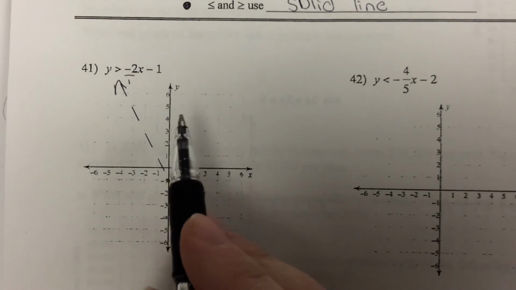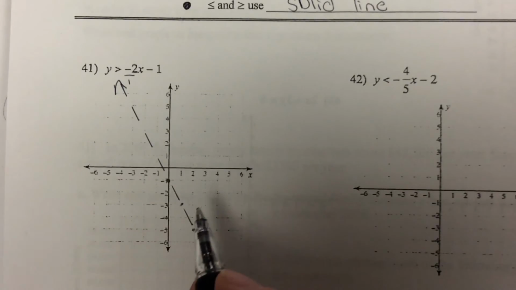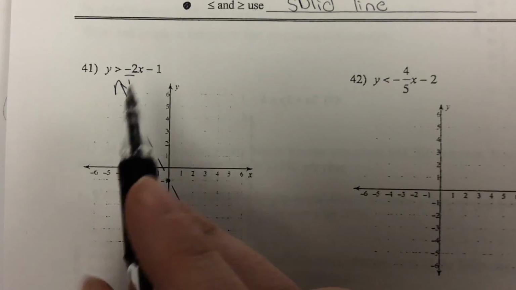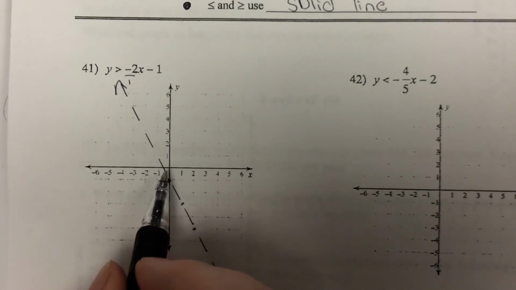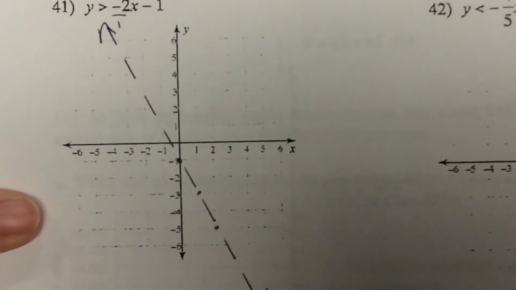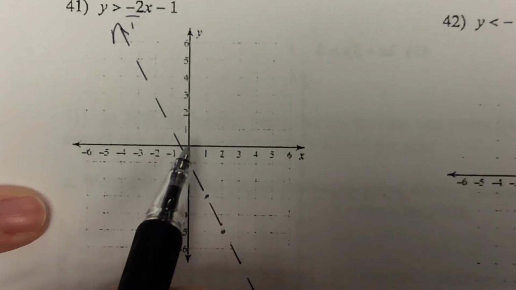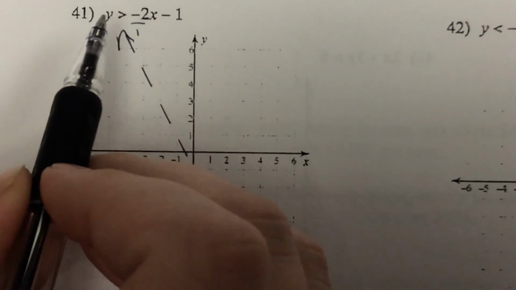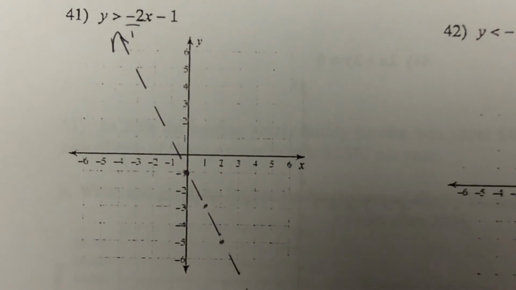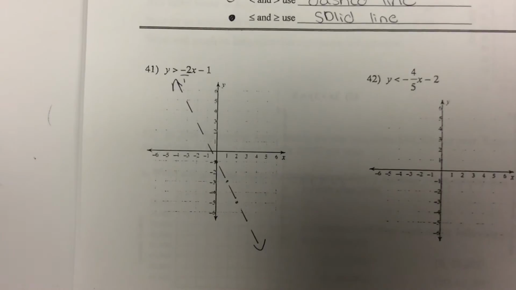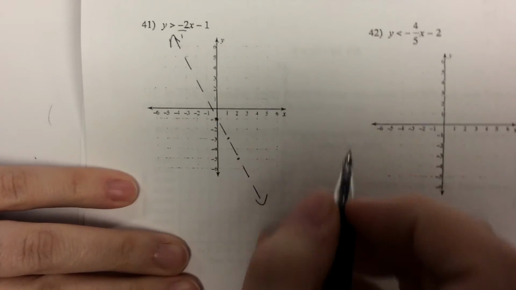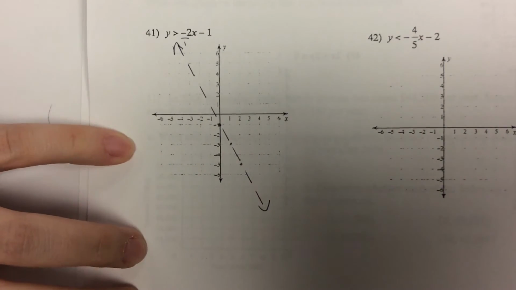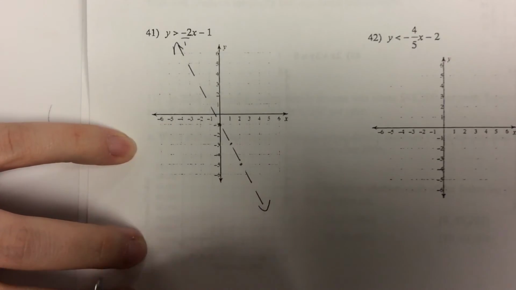So let's pick a point on this side, and let's pick a relatively easy one so that the math is easy. And see how the origin, if I zoom in here, the origin is on this side, 0, 0. And plugging in 0 and 0 for x and y will make the math really easy and really quick to check. So let's use the origin. Let's use 0, 0 and see if it's a solution. If it is, we know we can shade in the top part.